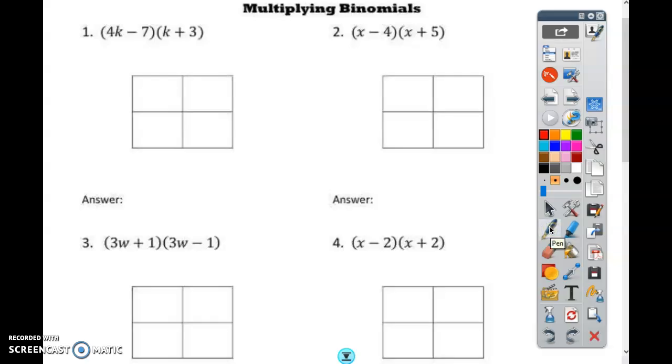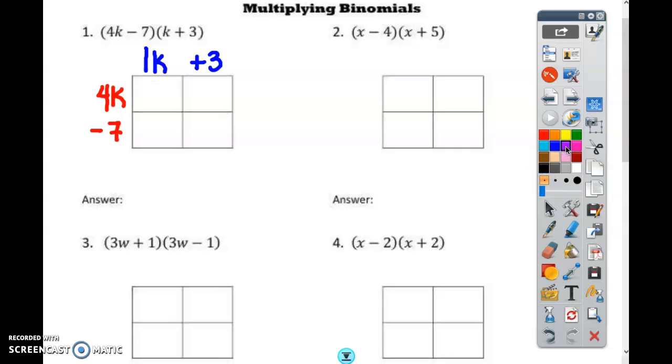Okay, the way that we're going to use the box is kind of the way you do it in biology, and if you haven't done it in biology, you will. They're called Punnett squares. We're going to be putting 4k minus 7 on one side, times k plus 3. So if there's no number, it's an imaginary 1, just know that.